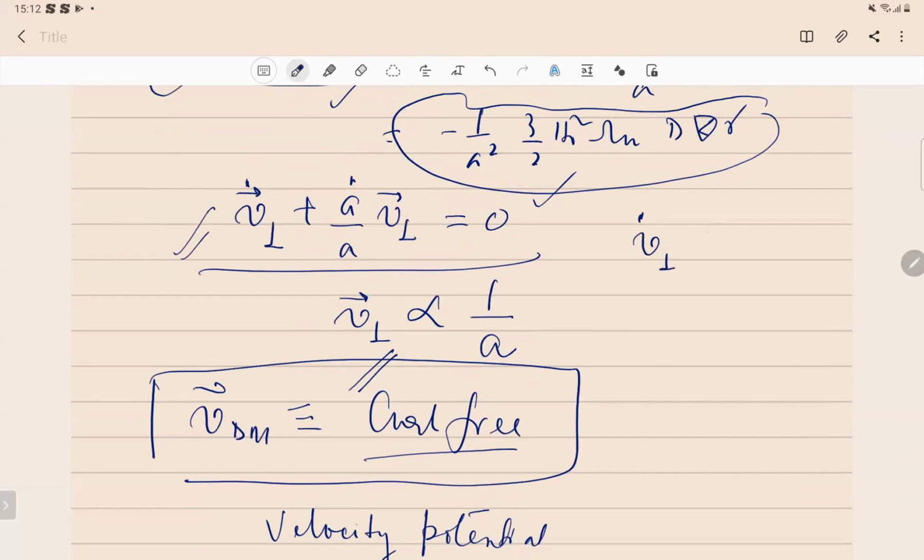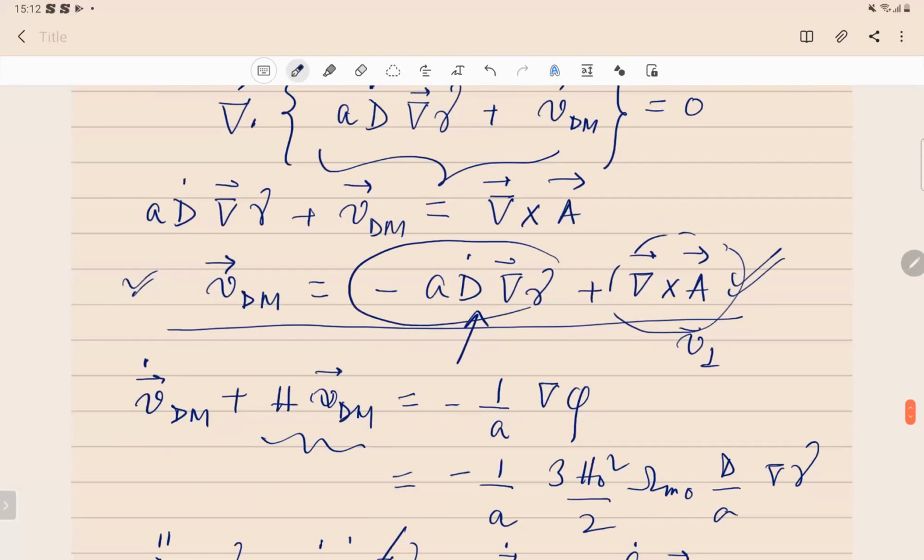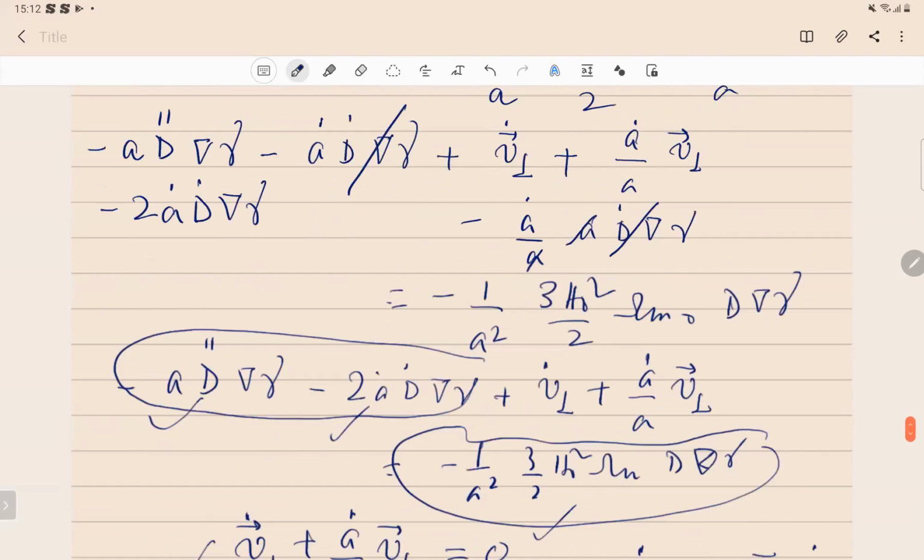V perpendicular dot equals minus V perpendicular A dot by A. This term is the curl of some vector field which is divergence free, and the other term is curl free. So the curl free term stays. In fact, the curl free term grows, as you can see.